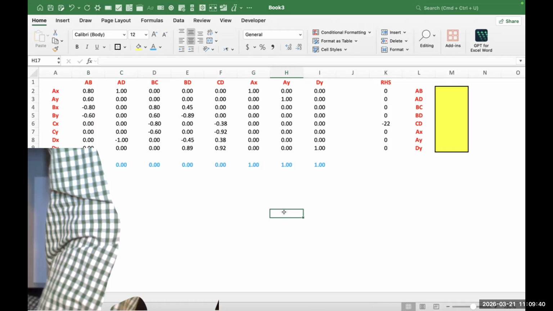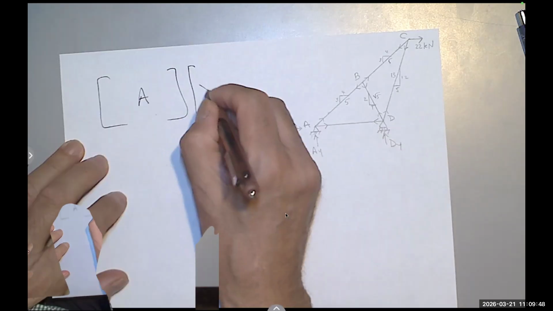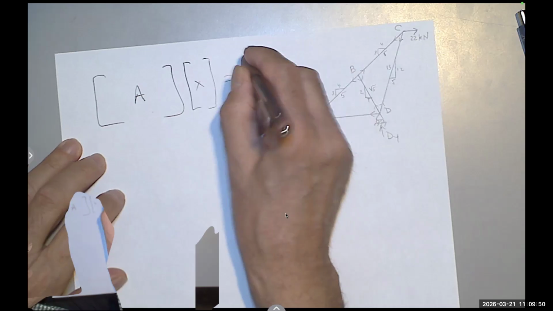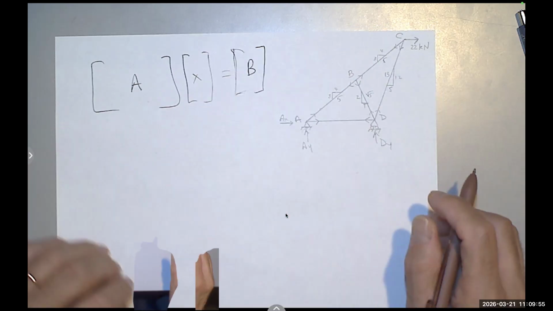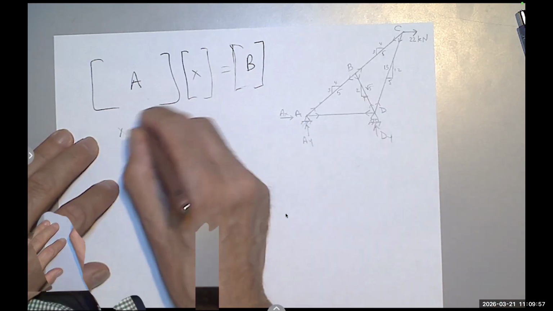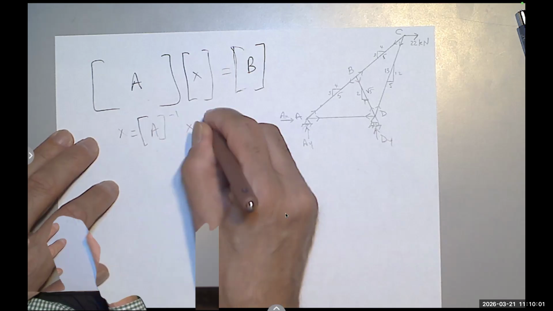Alrighty, now I want to solve. If you have 8 equations in 8 unknowns, you learn in linear algebra to solve for x, you need to do the inverse of A times B.